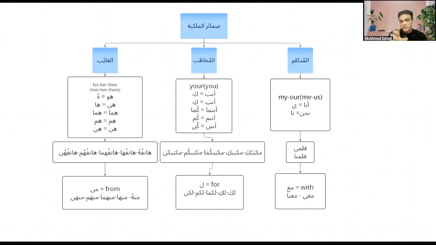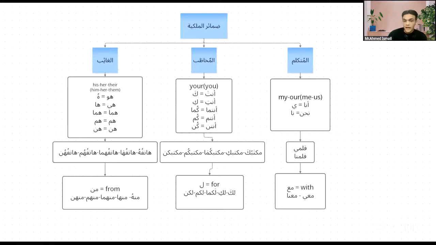What about if I want to say you in the middle, like for you, for example, and I mean now for you, like for a group of males. So I say lakum, from you, minkum, with you, ma'akum, and so on.